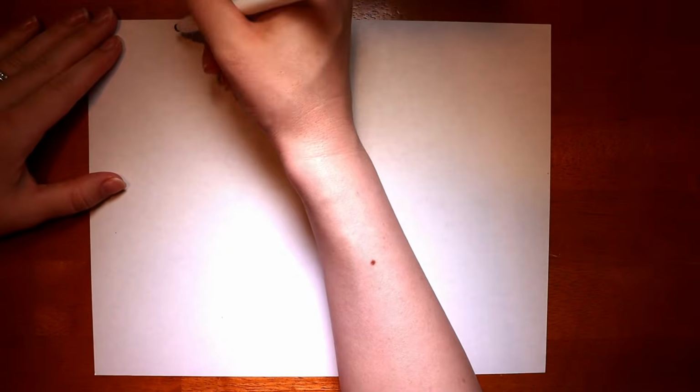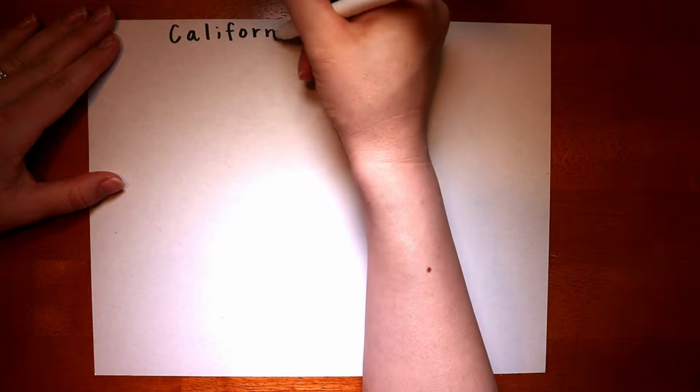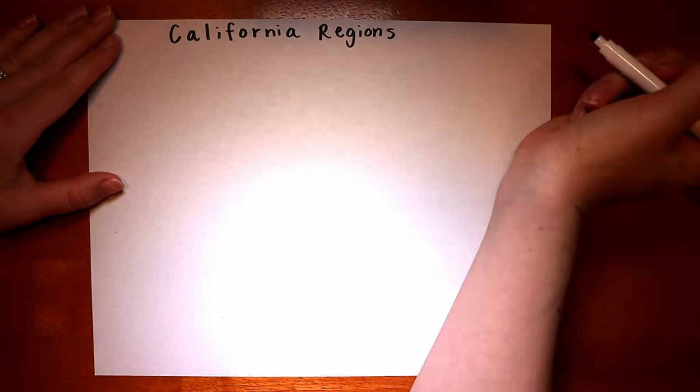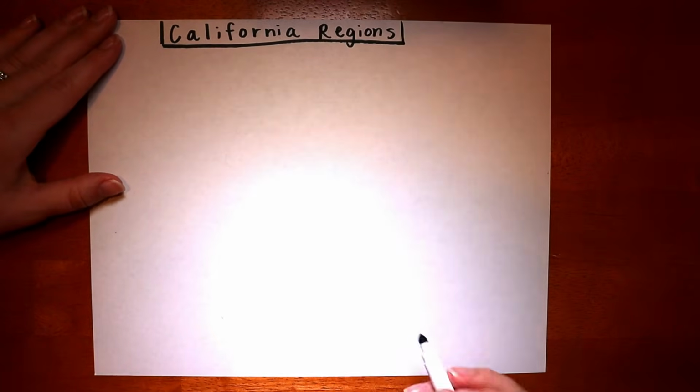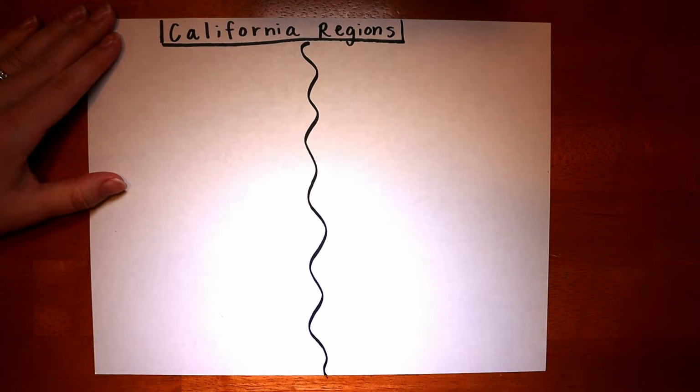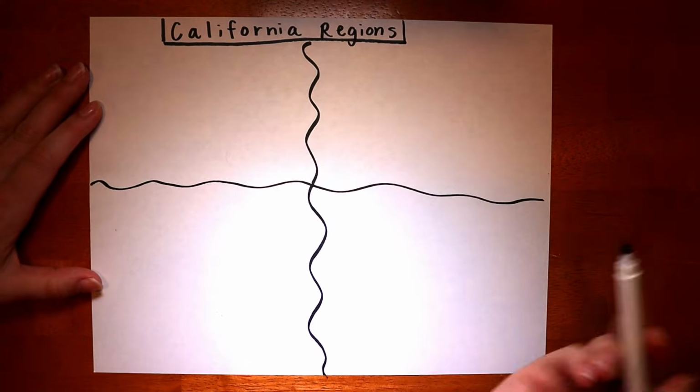On my piece of paper, I'm going to take a black marker and label the top with the title California Regions. Put a box around it so it stands out. And then draw some wavy lines to separate my paper into these 4 sections.